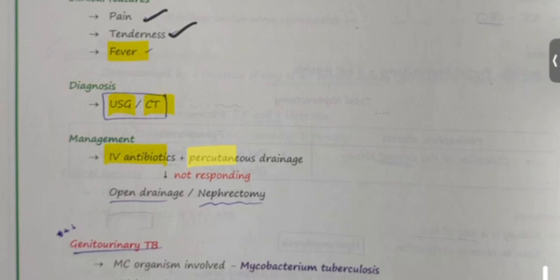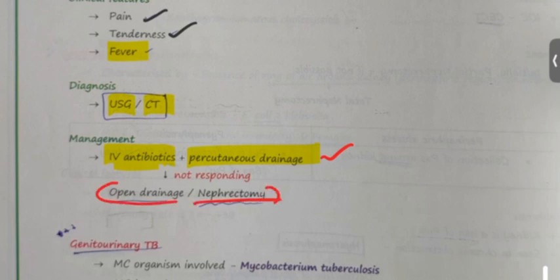So how will we manage? The abscess should be drained, that is percutaneous drainage, and to treat the infection we'll go for IV antibiotics. If the patient is not responding to these IV antibiotics and percutaneous drainage, then we will have to go for open drainage, and then if the kidney is not functioning, nephrectomy.